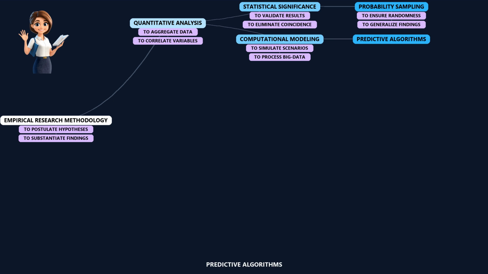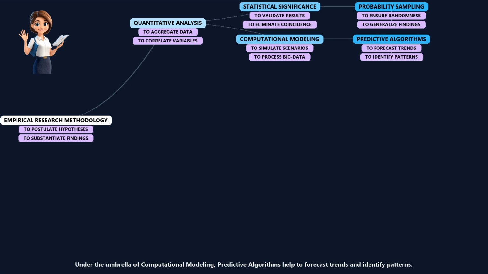Predictive algorithms. Under the umbrella of computational modeling, predictive algorithms help to forecast trends and identify patterns. In short, we use smart software to guess what will happen next based on what happened before.